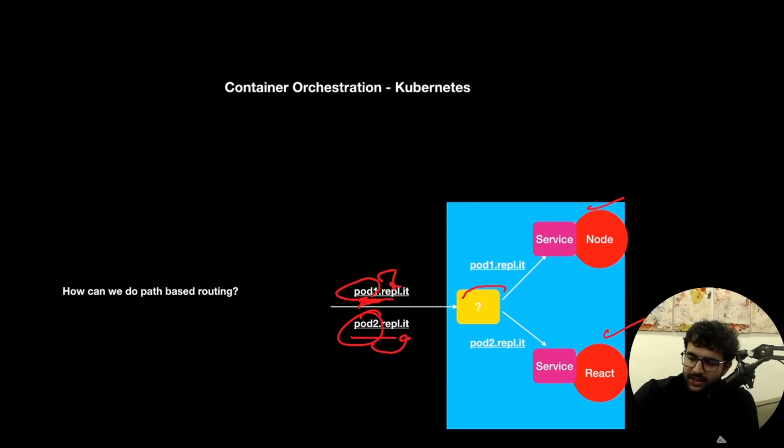We need something here that is able to hit either this service or this service. You cannot put a service over here. What is the thing that you put here? And the answer is ingress.